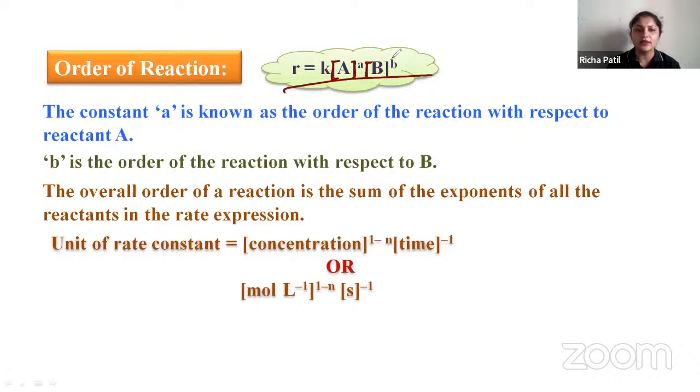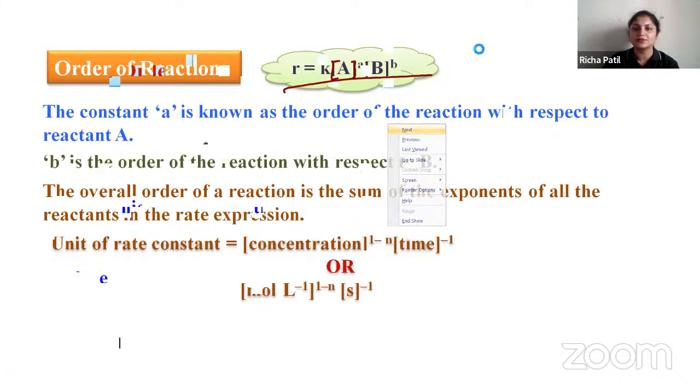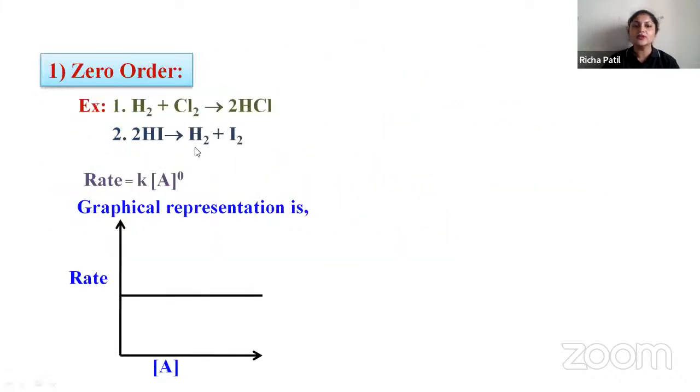The overall order of reaction is the sum of the exponents of all the reactants in the rate expression. The unit of rate constant is given as (mole per liter) raised to 1 minus n, per second. Now for each order we'll see the units, the graphical representation, and the examples that come under it. First we'll go to zero order.